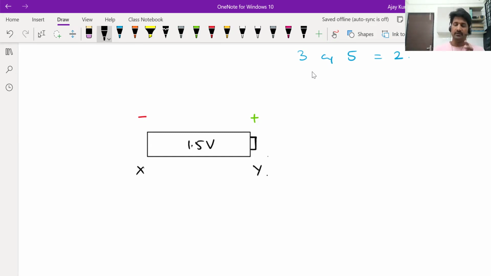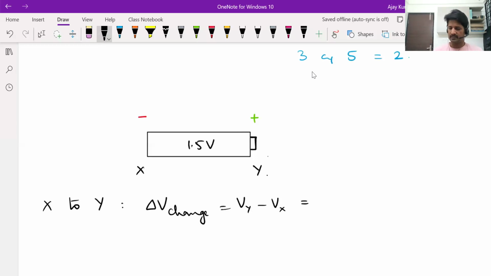Now this 1.5 is the potential difference. We'll always say it is 1.5 only. We'll never say minus 1.5 because difference will never be mentioned negative. Okay. But when you move from X to Y, you are going from negative terminal to the positive terminal. You are going from low potential to high potential. Then the change is always final minus initial, right? Final is Y, initial is X. We know potential at Y is higher than potential at X, then this will be plus 1.5 volts. The change will be plus 1.5.